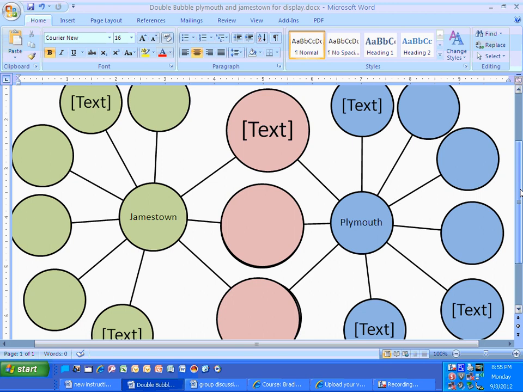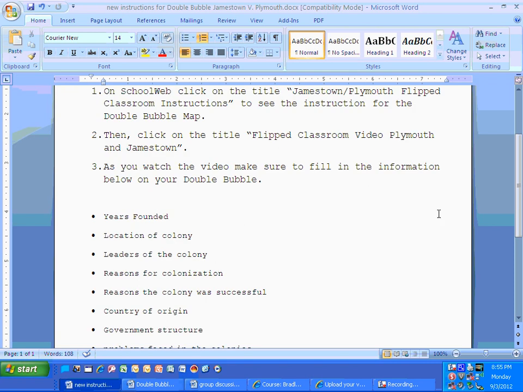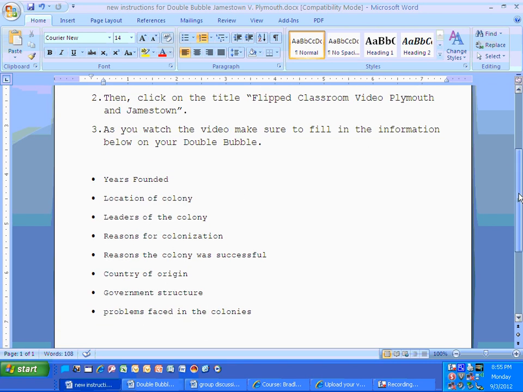Now remember, on your double bubble, when you fill it in, let's look at your instructions real quick. Your instructions say that you have to include on your double bubble the years founded. So you're going to tell me the years that both Plymouth and Jamestown were founded, the location of the colony, and be specific. What current day state is it located in? Was it located in North Carolina, South Carolina, Virginia, Massachusetts?